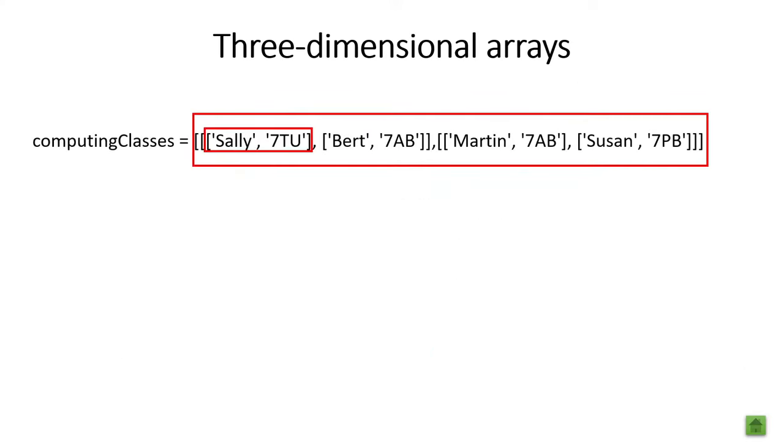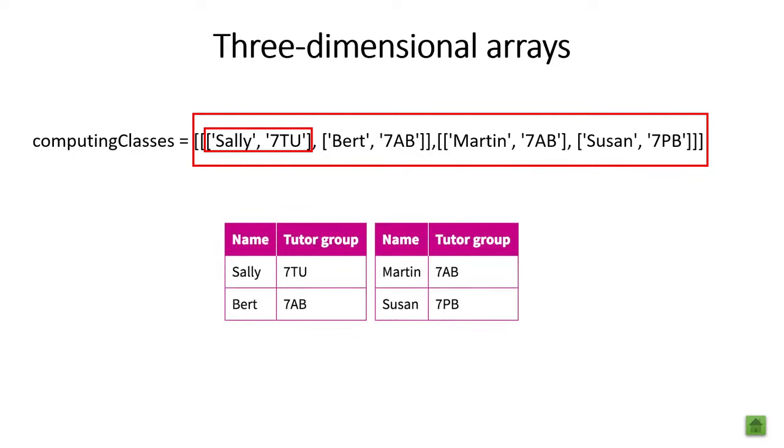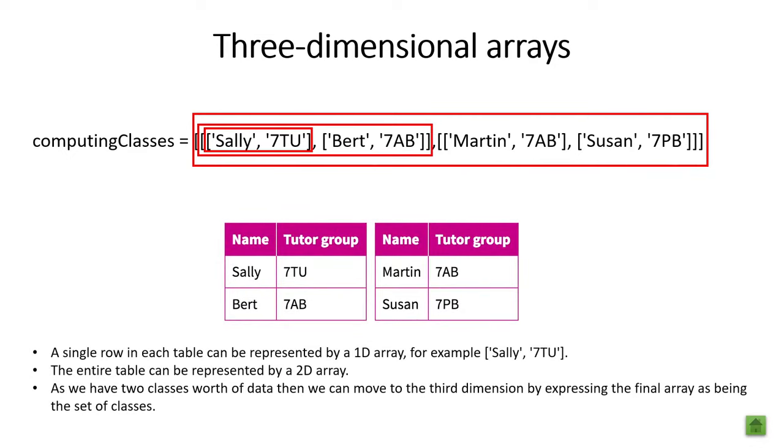So three-dimensional arrays, they get a little bit more complicated. Three-dimensional arrays are basically a group of a group. It's an array within a group. So a single row in each table can be represented by a one-dimensional array, so that's Sally and 7TU, so that's those two. Then the entire table can be represented by a two-dimensional array.